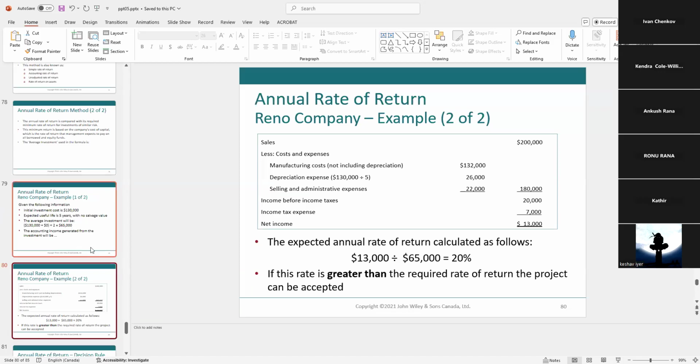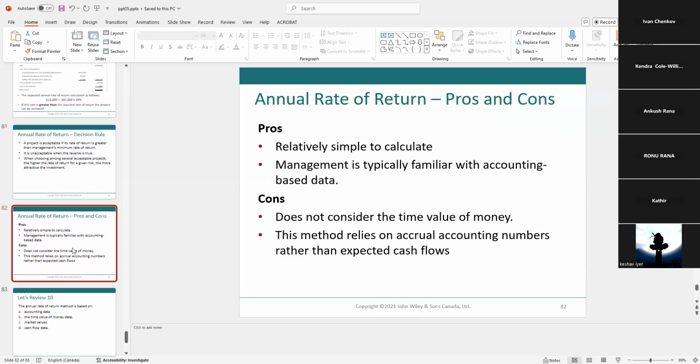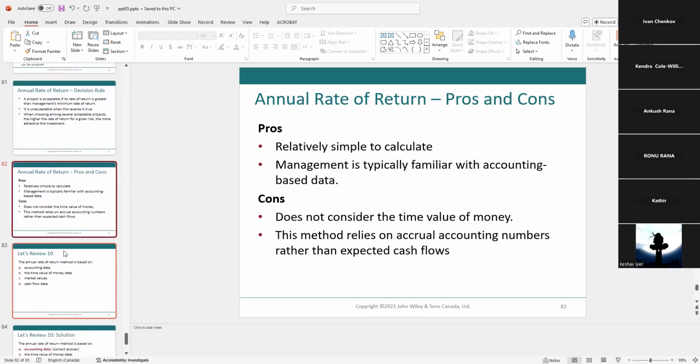Then we compare it with the required rate of return. If it's more than the required rate of return, accept it. If it's below, don't accept it. What are the pros of the annual rate of return? It's relatively simple, and management is typically familiar with accounting-based data. But it doesn't consider the time value of money, and this method relies on accounting numbers, which are very unreliable.